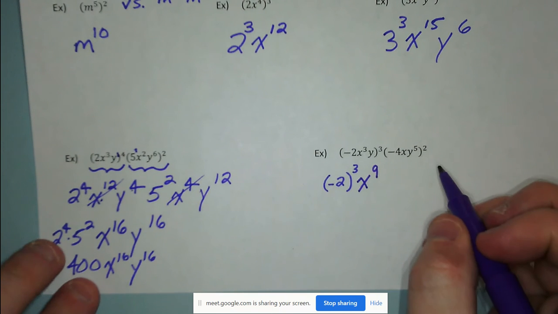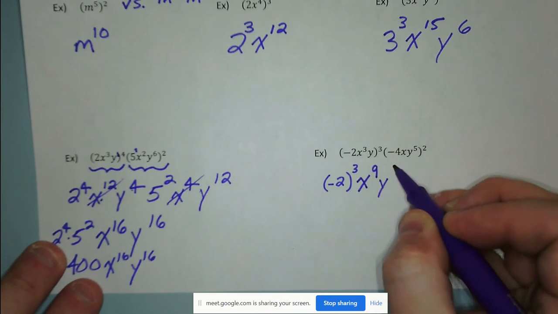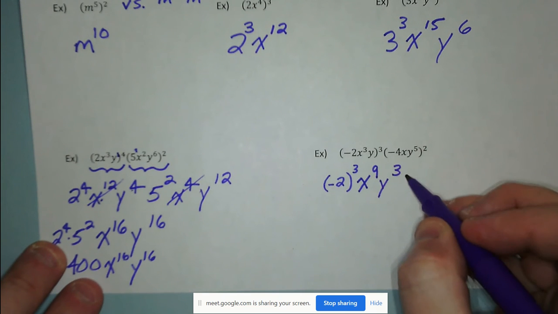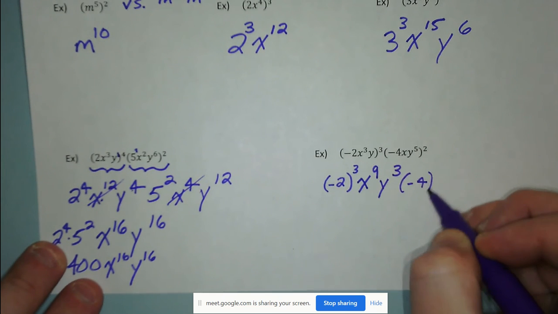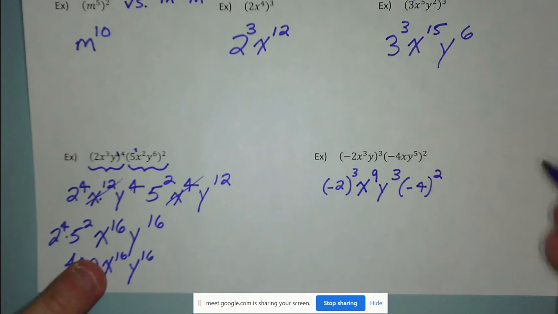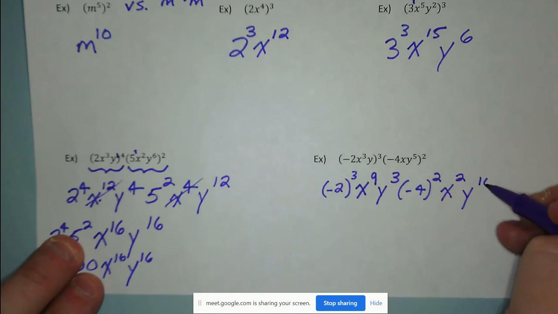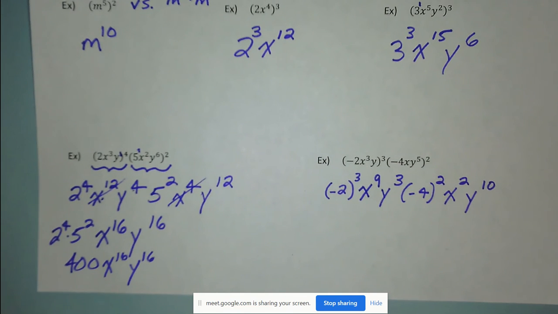So I hope you're getting x to the 9th, y to the 3rd, and then again, technically that's an entire -4, not just the 4. And then this should be x to the 2nd, y to the 10th. Okay?